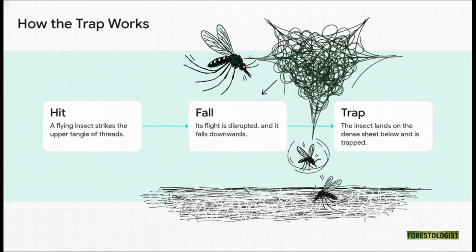So here's the play-by-play. Some little flying insect, maybe a mosquito, just buzzes right into that upper tangle of threads. But here's the kicker. The threads aren't sticky, so it doesn't get stuck. Instead, it just gets knocked off balance, its flight is totally messed up. And then? Well, gravity does the rest. The poor bug just tumbles down and lands on that dense sheet below. And that's it. It's trapped. Not by sticky silk, but by pure genius design.